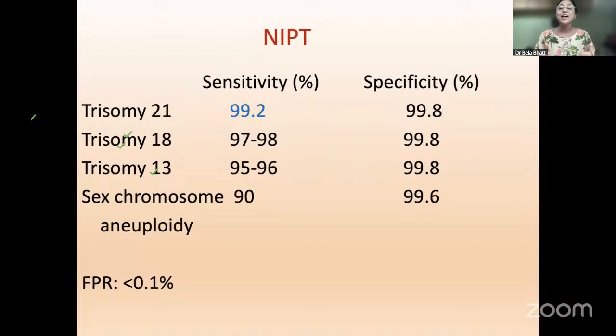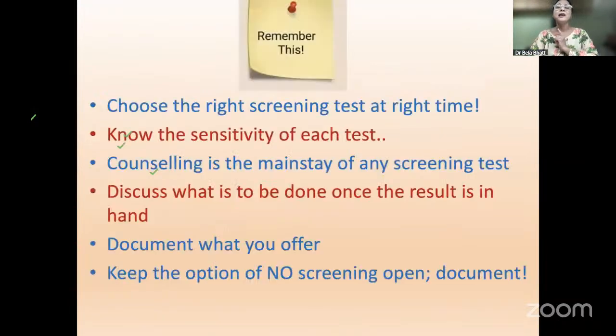But remember, it's a good test only for trisomy 21, 18, 13. It will not tell you about any other chromosomal problem or microdeletion, microduplication, because still we do not have robust data for that. So again, this has to be very, very clear, and it is not a diagnostic test. Even if it turns out to be positive, you have to offer amniocentesis.